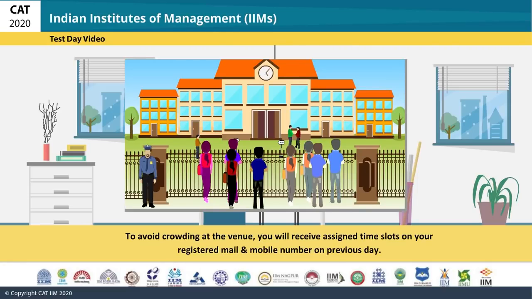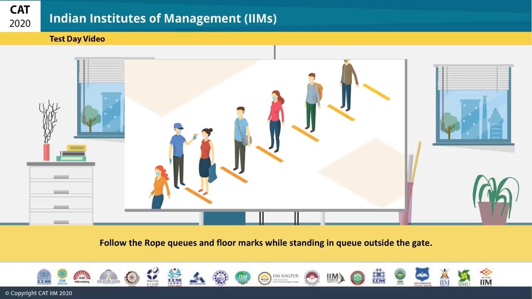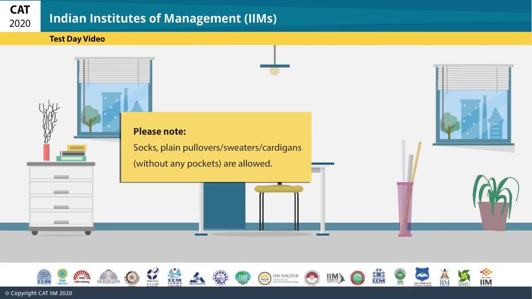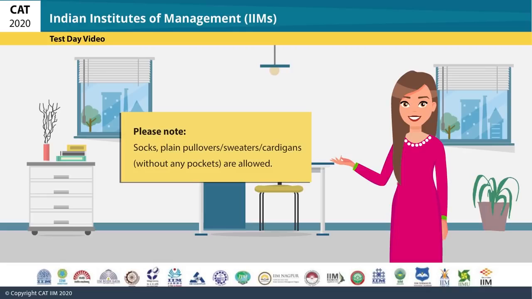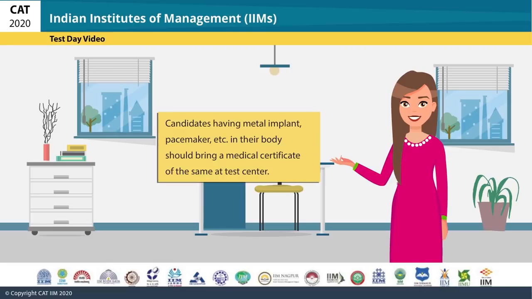To avoid crowding at the venue, you will receive assigned time slots on your registered mail and mobile number on the previous day. Follow the rope cues and floor marks while standing in the queue outside the gate. Please note, socks, plain pullovers, sweaters, cardigans without any pockets are allowed. Candidates having a metal implant, pacemaker, etc. in their body should bring a medical certificate of the same at the test center.